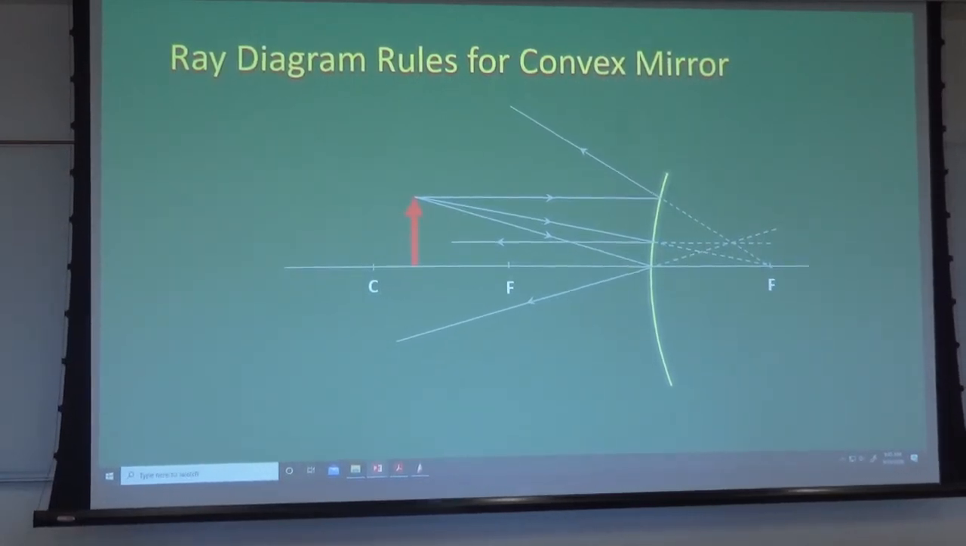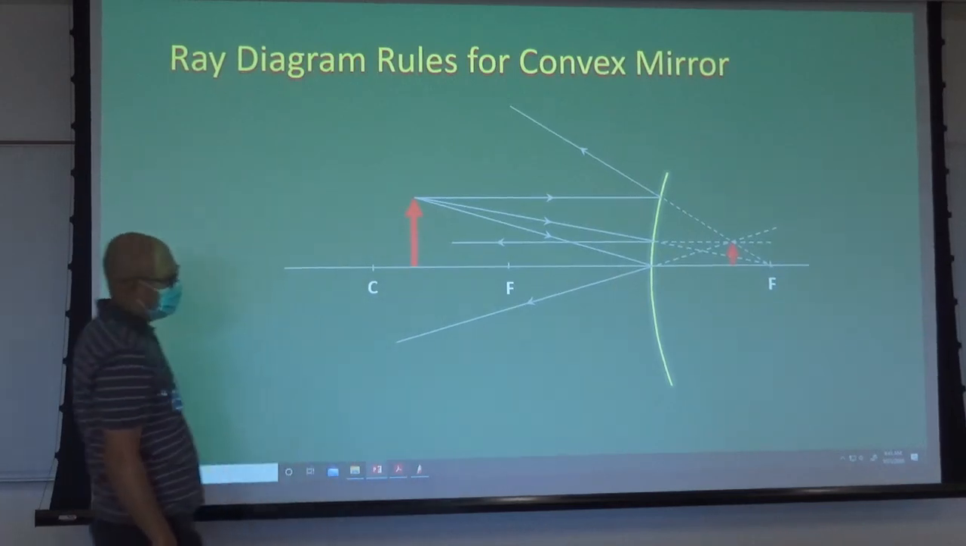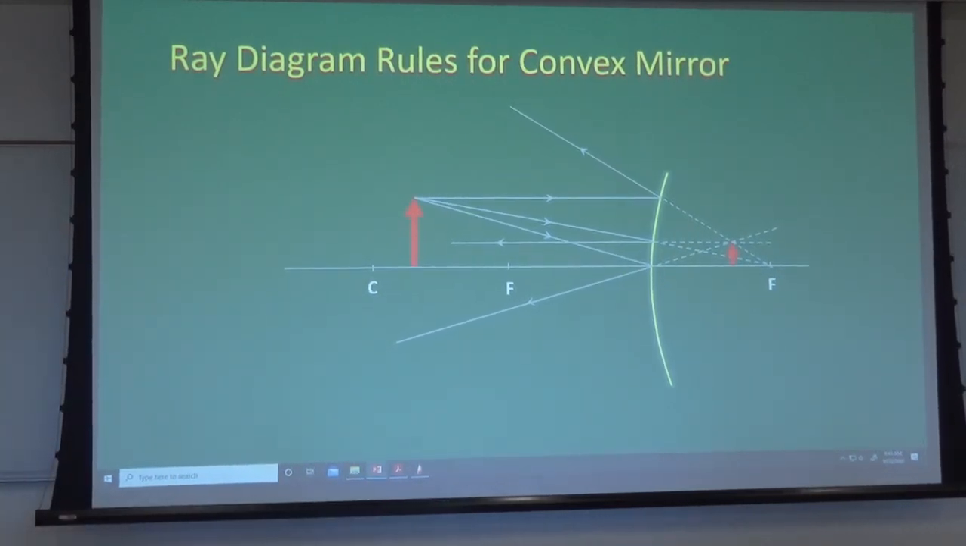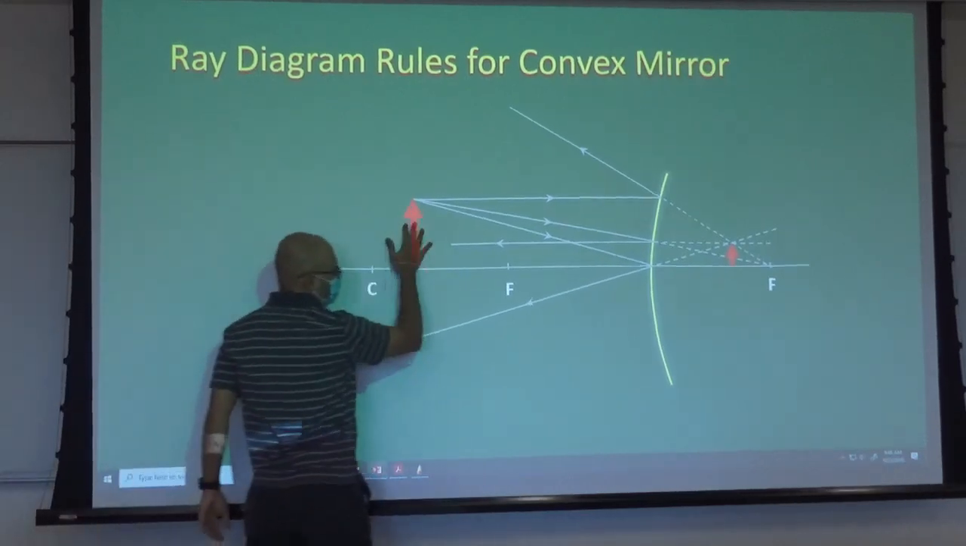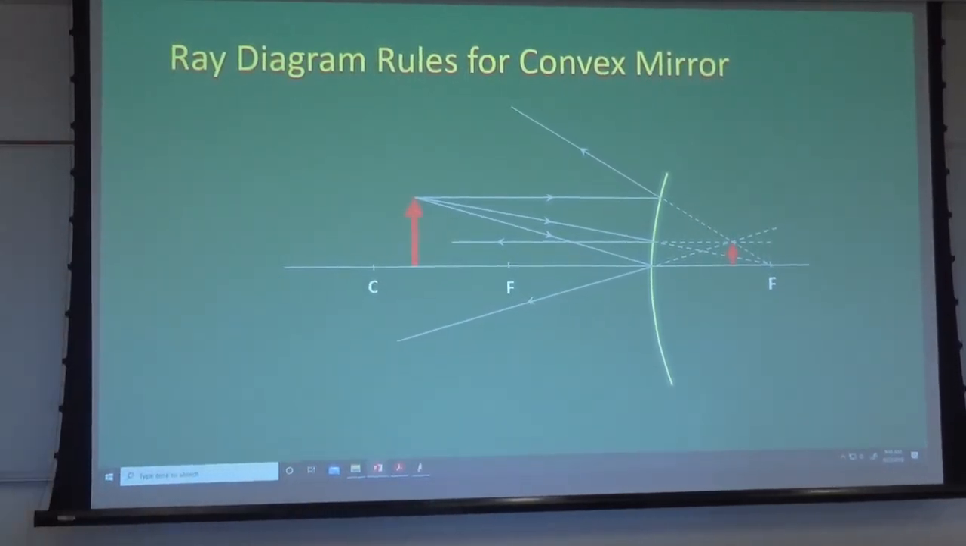In this case, the image would be virtual because it's the image formed by producing the reflected light rays back. And it's also upright because it's above the axis. So that's the image. And you see the size, compared to the size of the object, the image is smaller than the object, so it's diminished. Now, like I said before, no matter where you place the object, whether it's here, or here, or here, or anywhere, you get the same kind of image for a convex mirror.